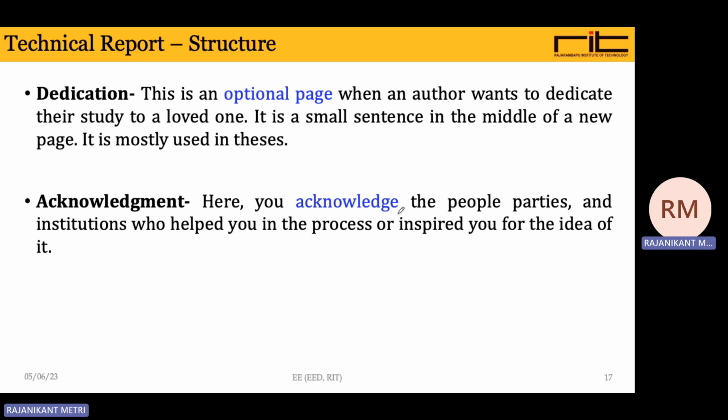Then next comes the acknowledgement. Here you acknowledge your mentor, your friends, colleagues, and research lab mates, and the people, parties or institutions who helped you while carrying out your research work and who inspired you for the idea, as well as while preparing this document. That comes in the acknowledgement page. This is not an optional page, so you need to include this acknowledgement page in your report.